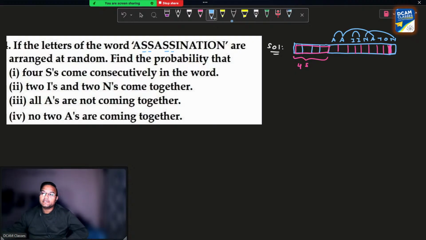Now the total cases will be, 13 letters are there, so 13 factorial divided by 3 factorial for the A's, 2 factorial for the 2 I's, 2 factorial for the 2 N's. That's all. Acha, that also we have to take, the 4 S's, 4 factorial. These are total cases.